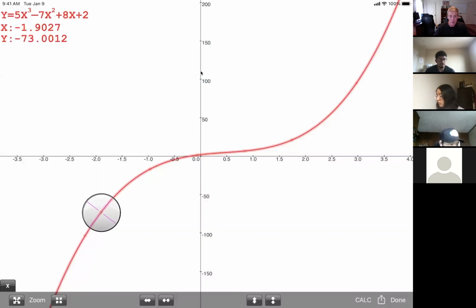And with this little cursor thing, it's nice because it has that purple line that looks just like a tangent line. And it's got positive slope, and it's still going up and up and up, and it keeps going up all the time.